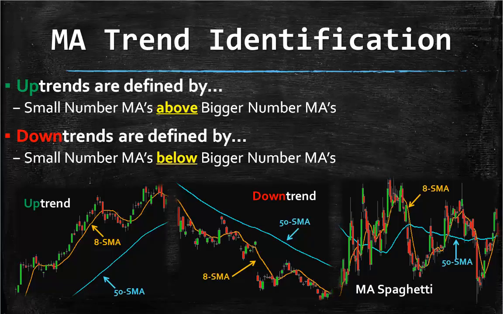So uptrends are defined by small number MAs above bigger number MAs. So what do I mean by that? Well, right here we have an uptrend. We have an 8 and a 50. I hope we all can be on the same page in this math that 8 is a smaller number than 50. So because this 8 simple moving average is above the 50 moving average, this would be considered an uptrend.